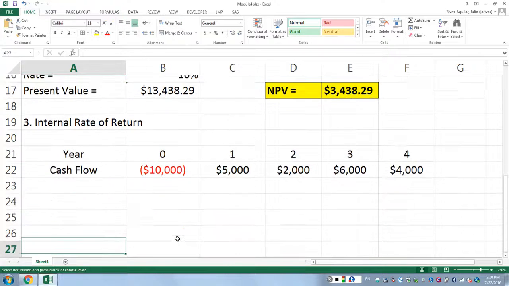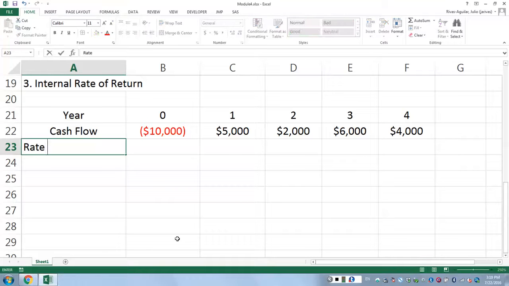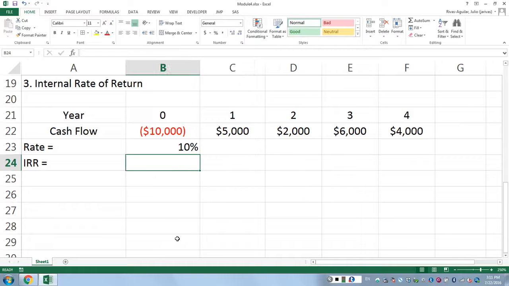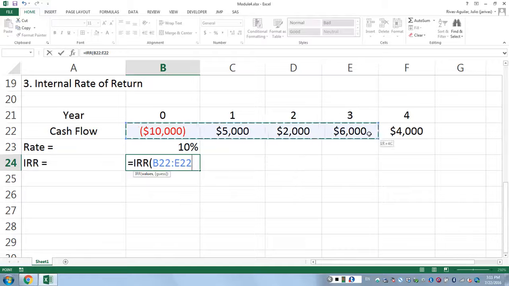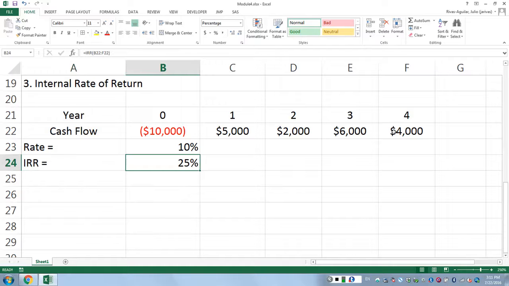Now, I'm going to copy the same stream of cash flows and go with internal rate of return. We already said that we want to make 10% out of our investment. The internal rate of return, the definition is the rate at which our net present value is equal to 0. So what does that mean? That is the minimum rate at which we will accept the project. Let's make a calculation. This is way more simple. We just say it's equal to IRR, and we select all the values, including our first year. And there you go, 25%.